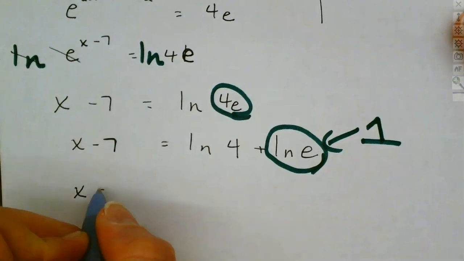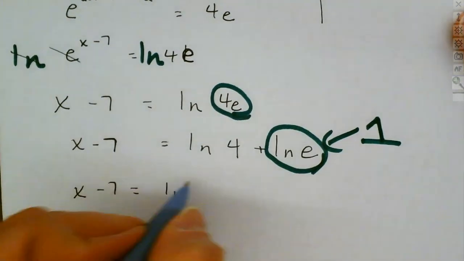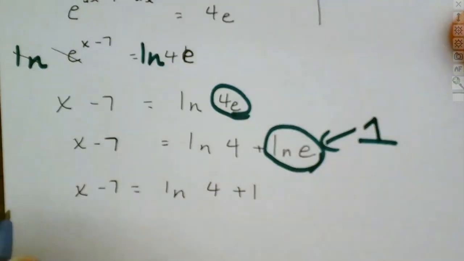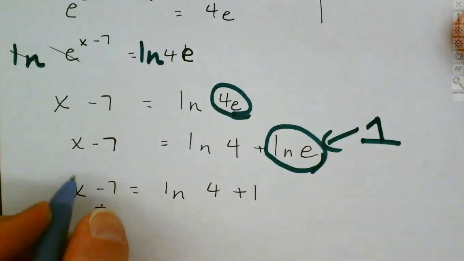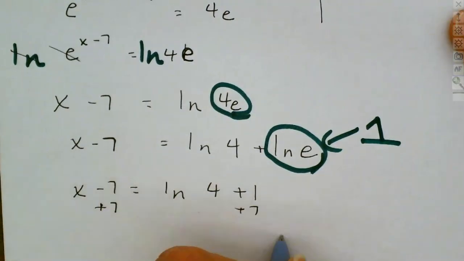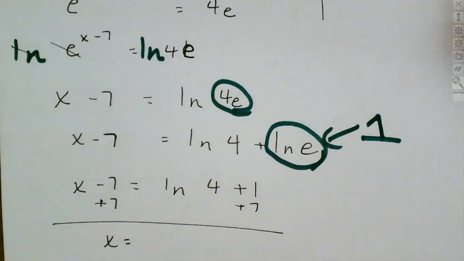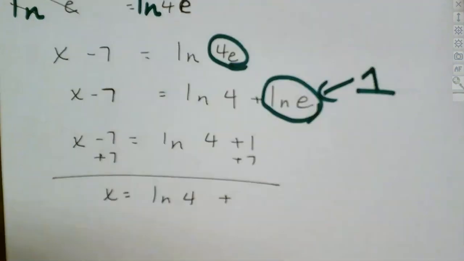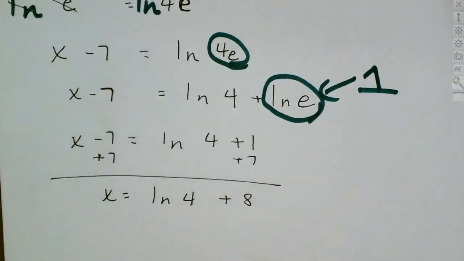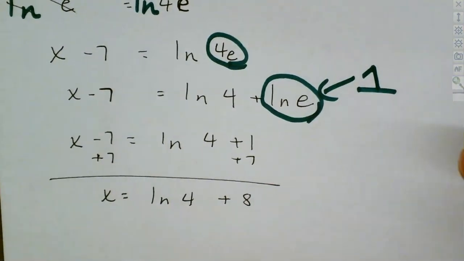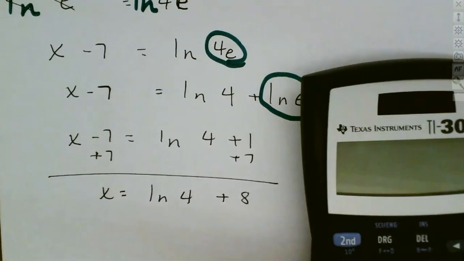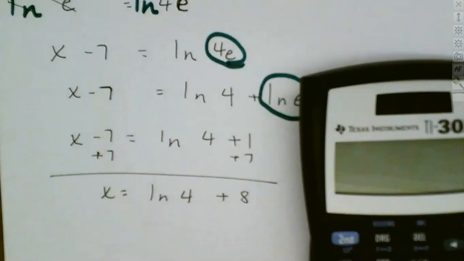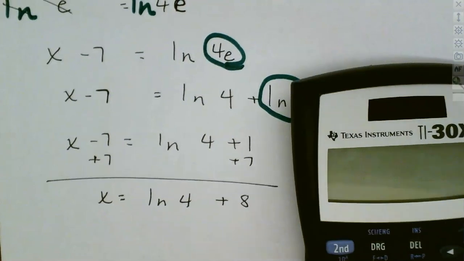So now we have x minus 7 equals the natural log of 4 plus 1. I'm going to go ahead and move that 7 over with addition. And that leaves me now with x equaling the natural log of 4 plus, when I moved it over, 8. And now I can break it up, and now I can finish it, because I can use the calculator to calculate all of this down. And in this case, we wanted to calculate it down to 3 places. So let's go ahead and do that in our calculator. We now have something that we can work with.